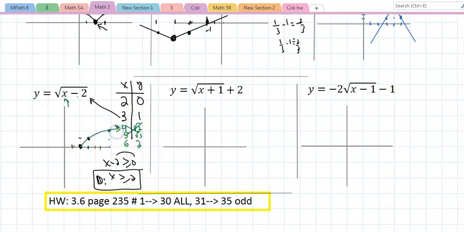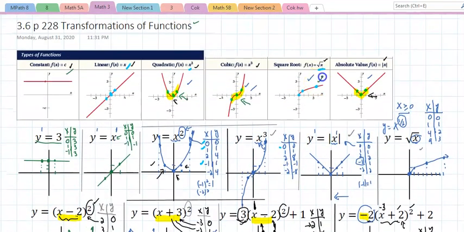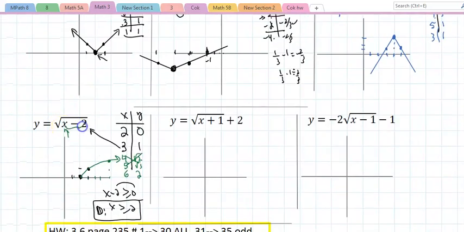A smooth curve, there's the graph. So again, we're mimicking this graph. We notice it shifted 2 units to the right when this was a minus. What if it's a plus? Well, what do you pick?